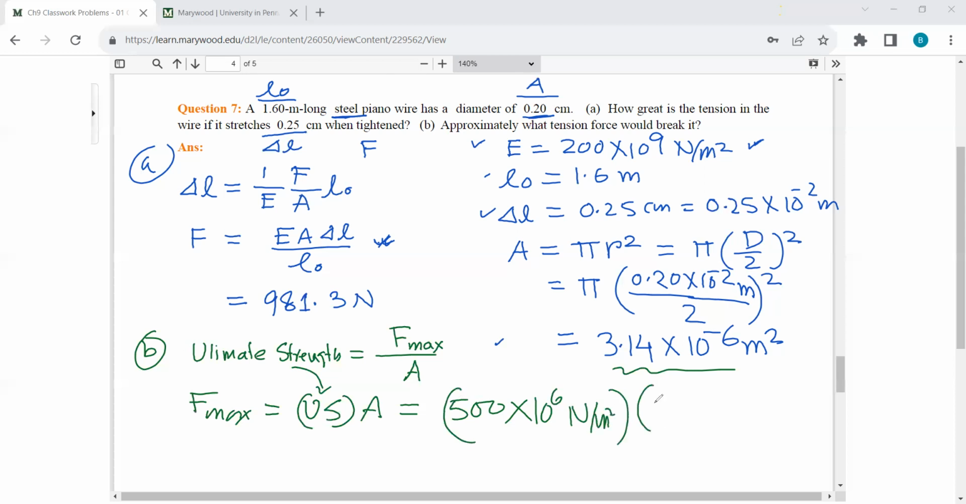Okay, so by plugging these values in your calculator, you can show that the maximum force for which this piano string will break is this many Newtons. So this is the maximum tension force the piano, I mean, the piano wire can hold.